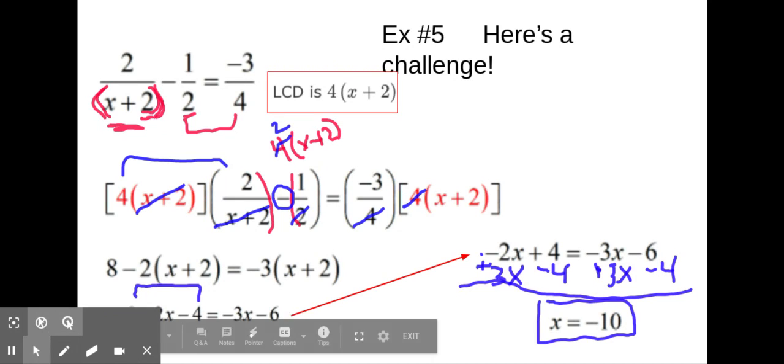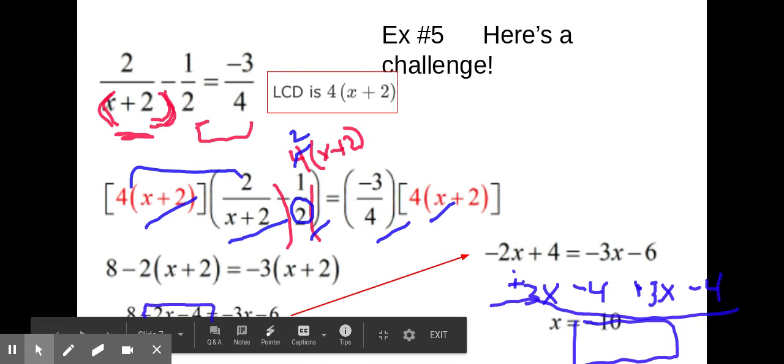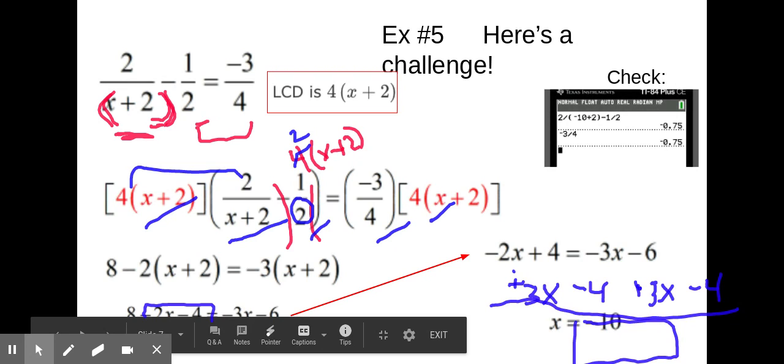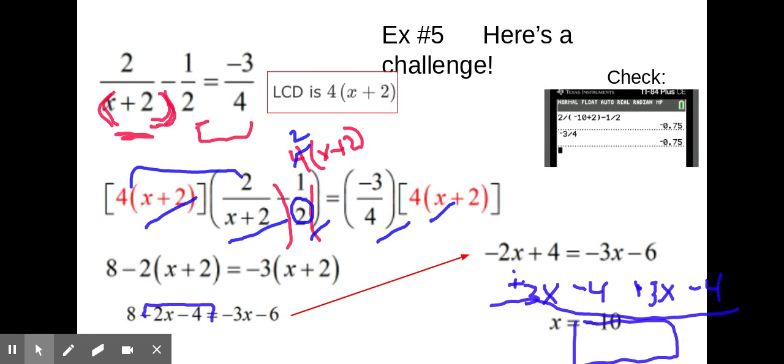Again, I can check that on the calculator, make sure you properly use the parentheses, and you end up with a match, negative 0.75, negative 0.75.